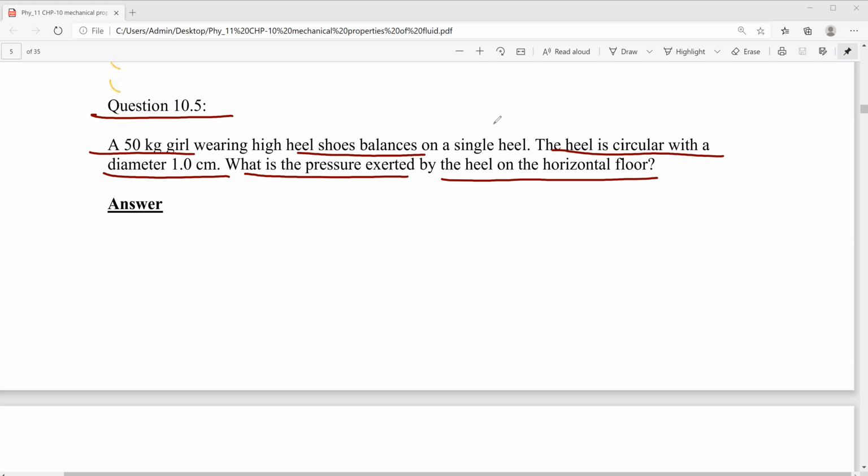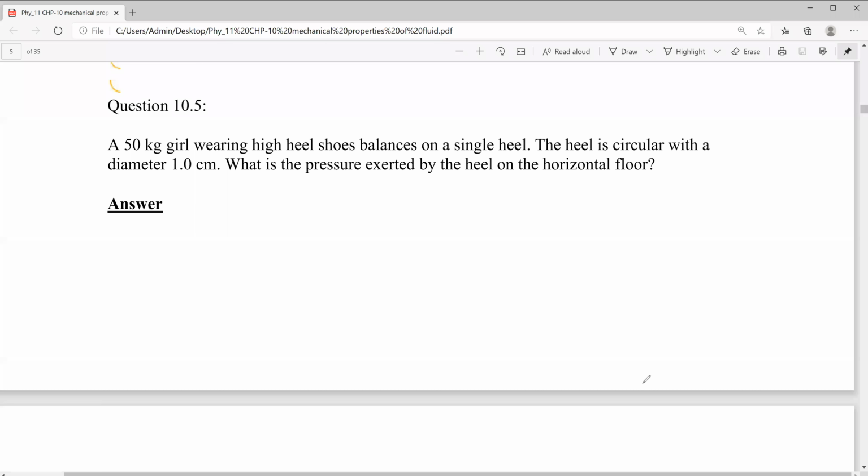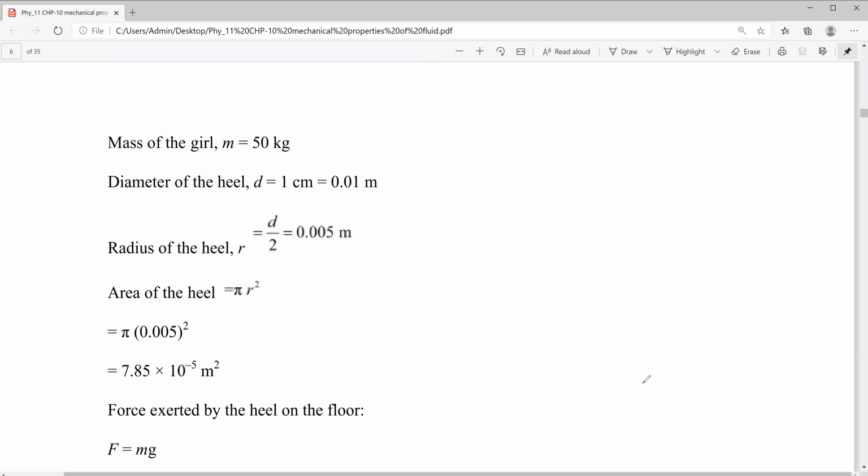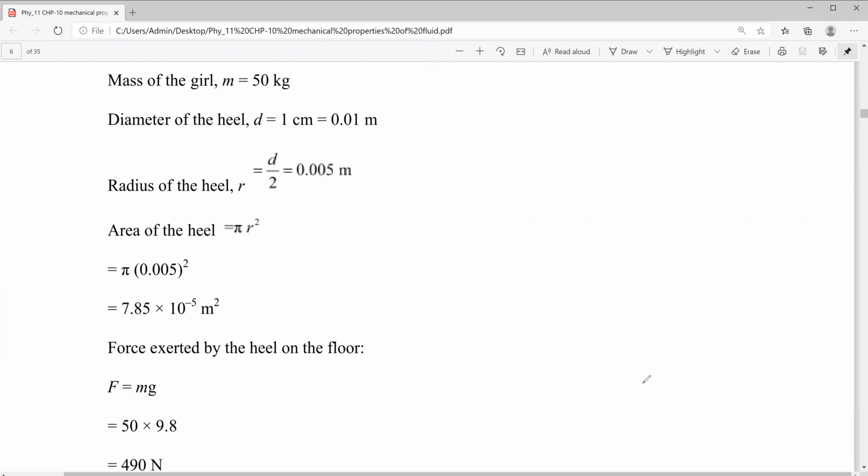first we should try to understand what the given things are, and from the question try to write the given things. For 10.5, what have they given? They have given mass, m equal to 50 kg, and diameter equal to 1 centimeter, which is converted into meter. The radius of the heel is got by dividing the diameter by 2, and then we get 0.005 meter.